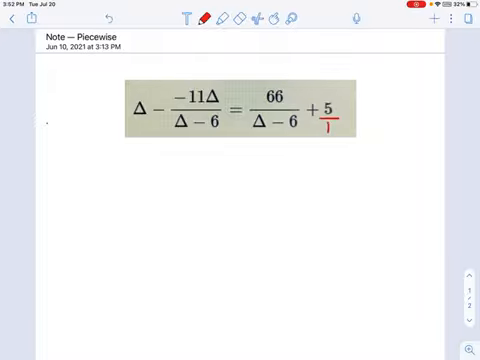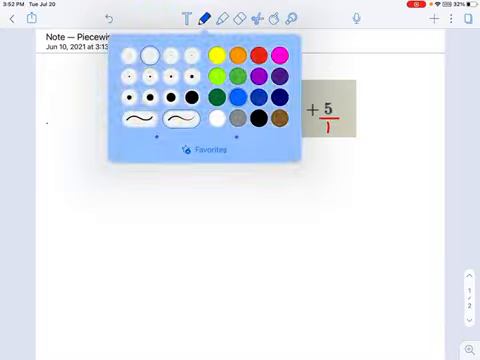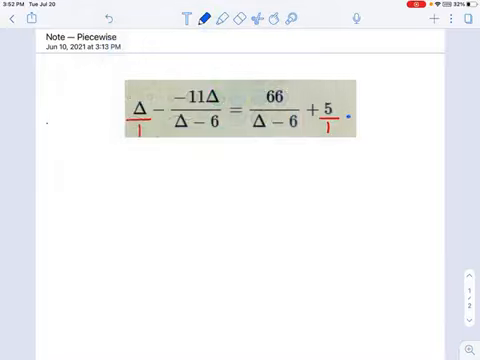5 is just 5 divided by 1. Delta is just delta divided by 1. Now we have four fractions, but you can see that two of them don't share the same denominators. So we have to fix that by multiplying by some crazy ones. So on the right, I'm going to multiply 5 by delta minus 6 over delta minus 6. Okay. On the left, I'm going to multiply it by the same one, delta minus 6.